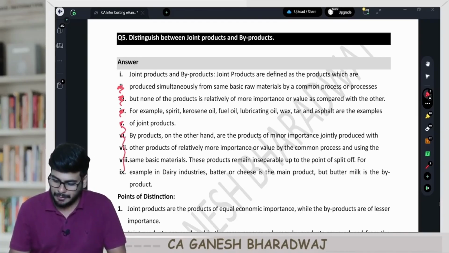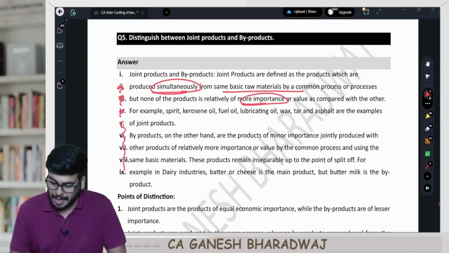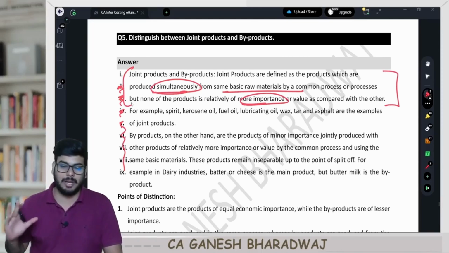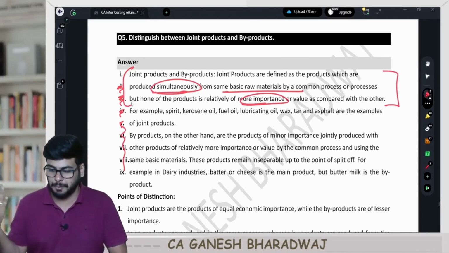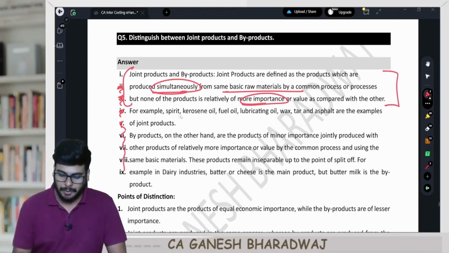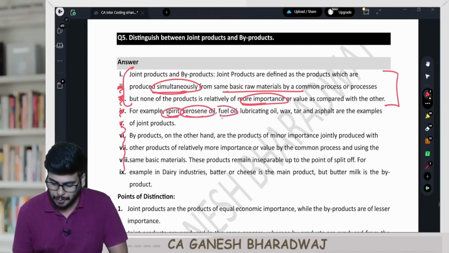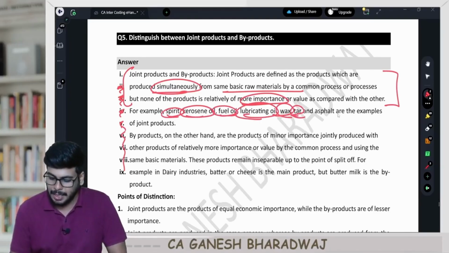Joint products are defined as the products which are produced simultaneously from the basic raw materials by a common process. But none of the products is relatively of more importance or value as compared to the other, which means all the products are of equal value. Not one product is more superior to the other product. Clear with this? For example, spirit, kerosene oil, fuel oil, lubricating oil, wax, tar, and all these things are examples of joint products.